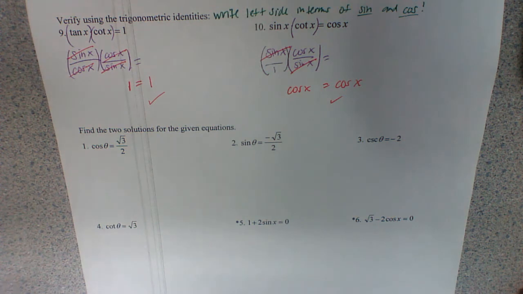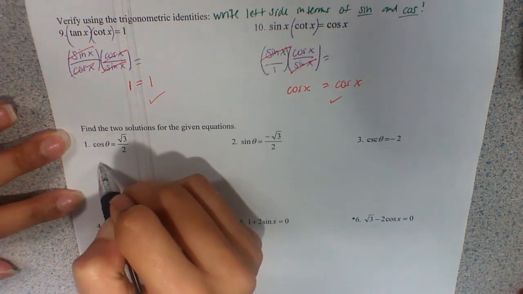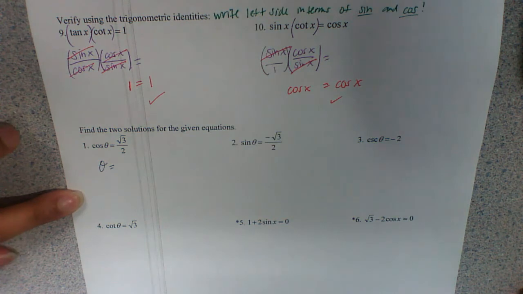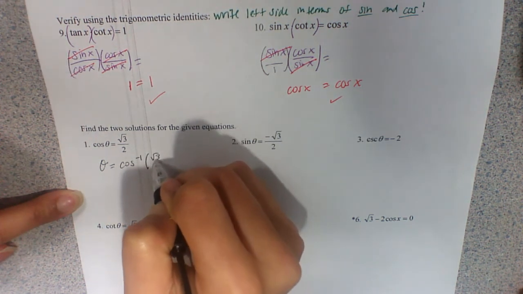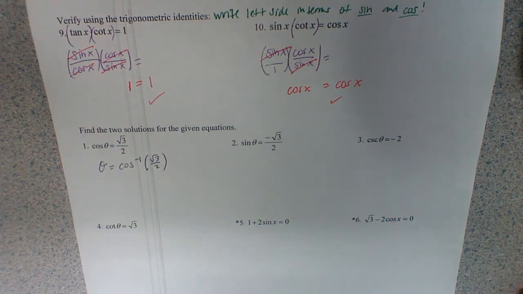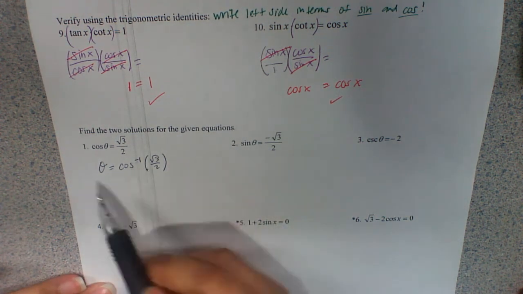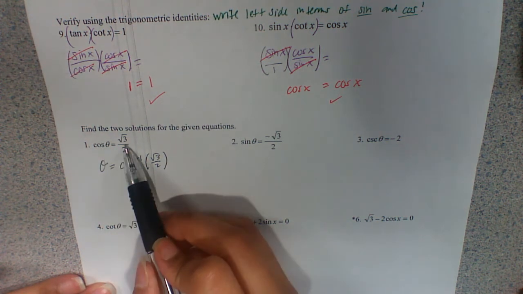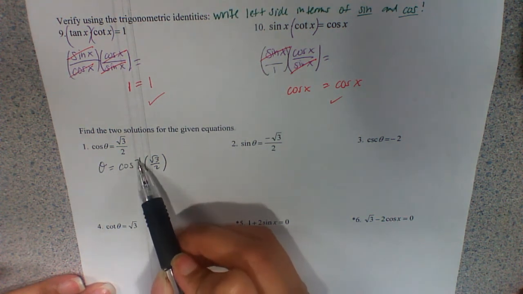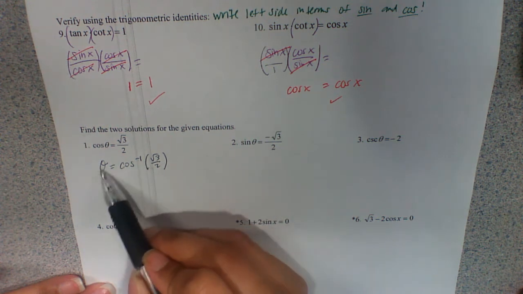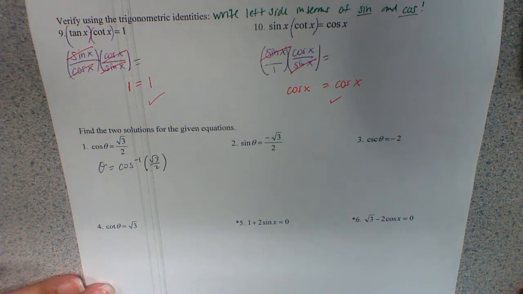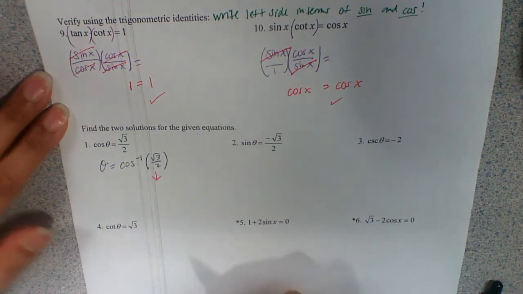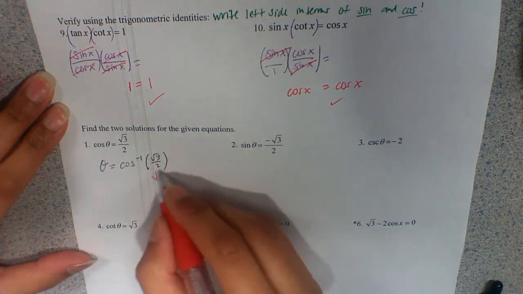So the first thing you want to do is actually write this that way. For what angle is your cos value root 3 over 2? And the only reason I have that inverse notation is because I've moved it from the left side onto the right side. That way it shows me that I want the angle at which cos, my x value, is root 3 over 2. So now, what I want to notice is that it's a positive cos value.